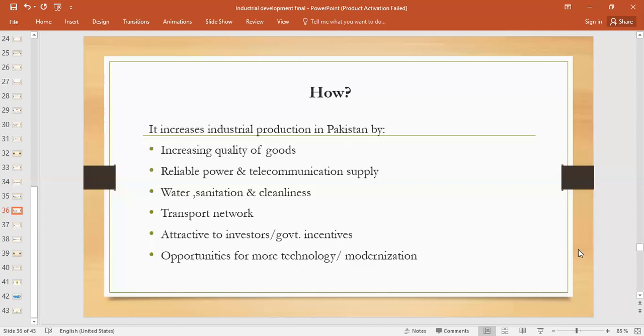Government incentives are also given many a time especially to cotton textile industries, right? As our major exports connect to the cotton textile industry, then there is opportunity for technology and modernization. These are all important factors due to which these industrial estates are able to increase their production in Pakistan.